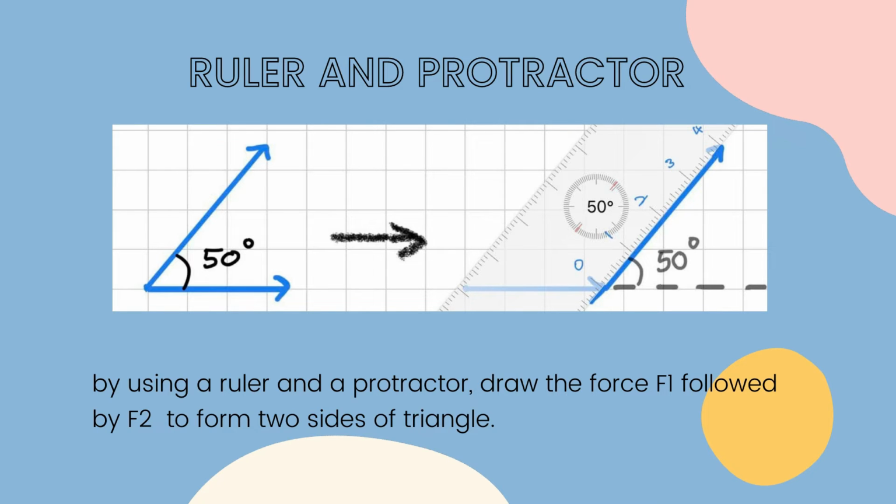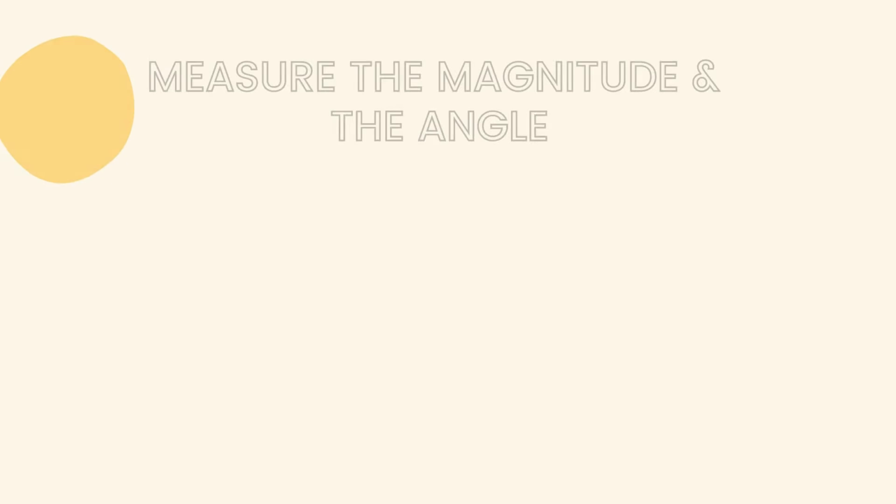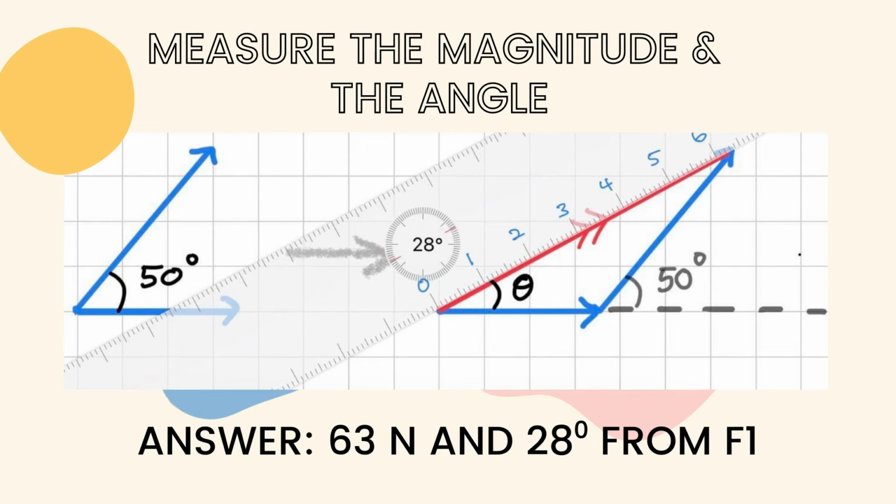By using a ruler and a protractor, measure the resultant force vector. In this question, the reading of the ruler is 6.3 cm, thus it needs to be changed to the scale 1 cm equals 10 Newton. So, the answer will be 63 Newton and the angle is 28 degrees from F1.